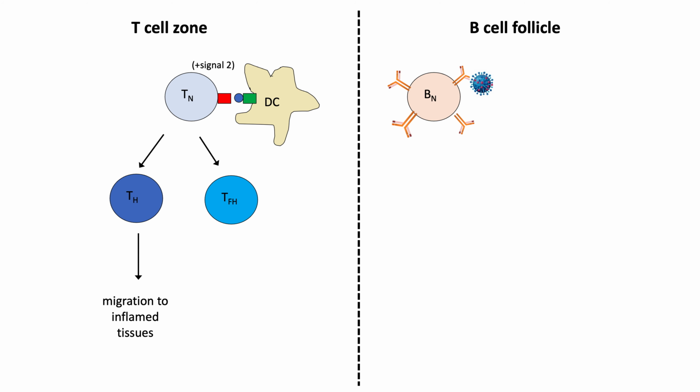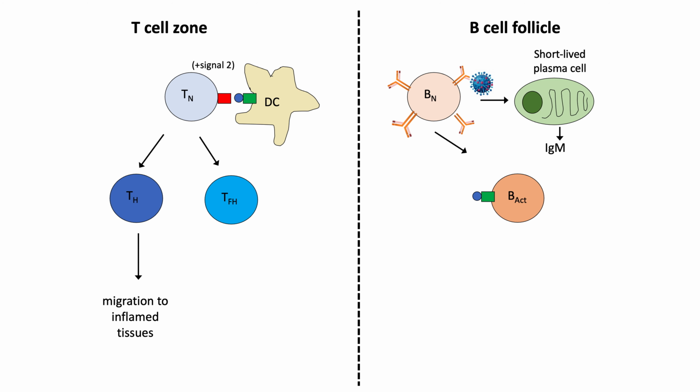Within the B cell follicle, naive B cells can be exposed to antigens that directly activate them and induce them to form short-lived plasma cells that produce IgM. But these B cells can also internalize these antigens and present them on MHC class II, which allows T follicular helper cells to interact with these B cells and enhance their activation by binding CD40 ligand on T cells to CD40 on B cells and secreting cytokines that induce isotype class switching.